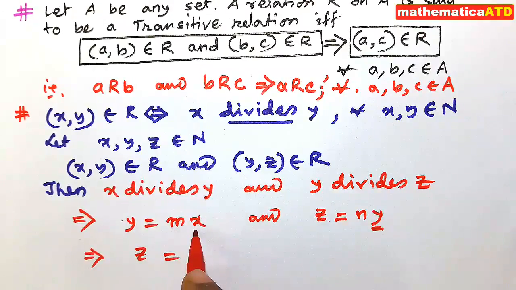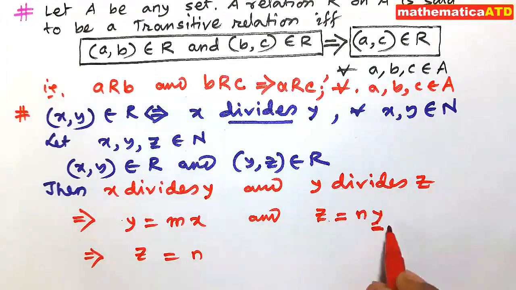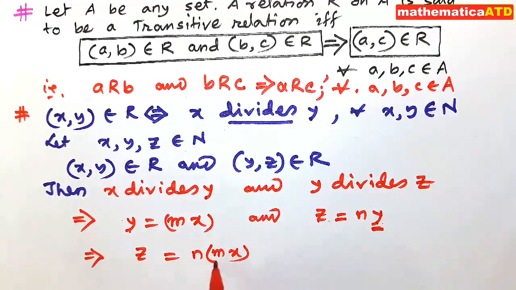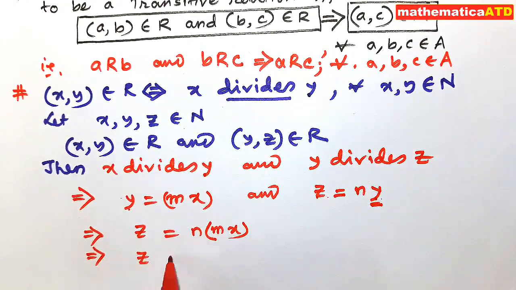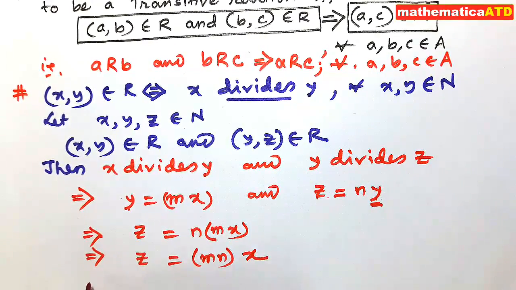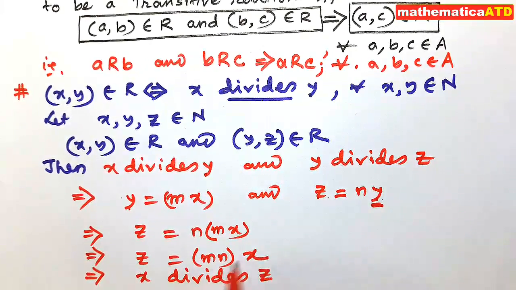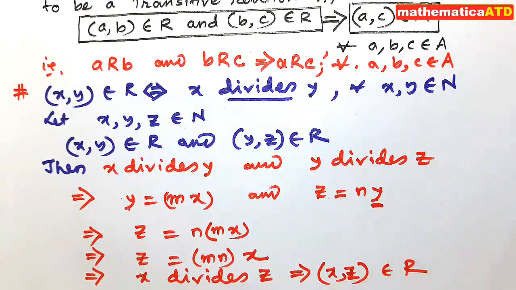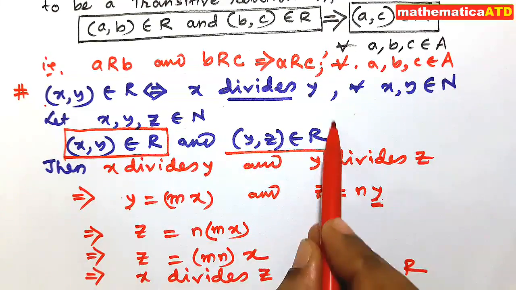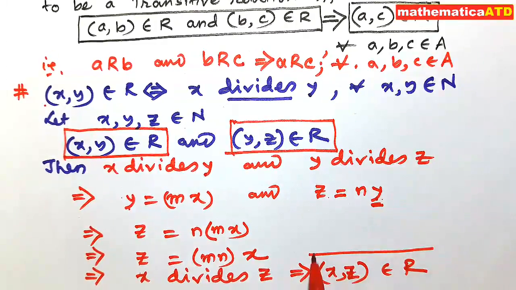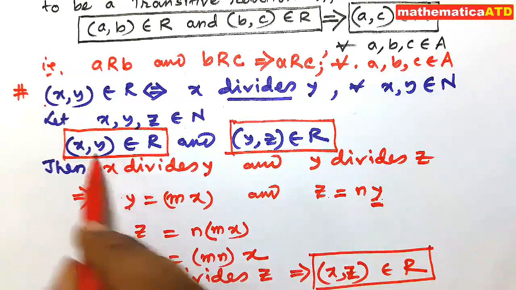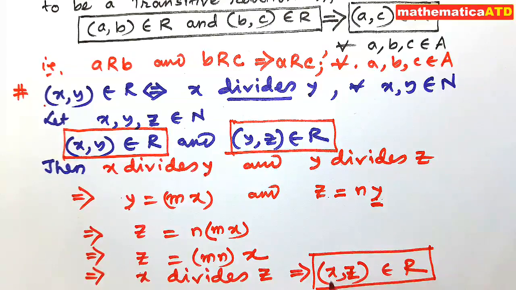So y is equal to mx, and z is equal to n times y. In place of y we write mx. So that means z is equal to m times n times x. It implies that x divides z. It implies that the ordered pair (x, z) belongs to R. So what we considered earlier? We considered (x, y) belongs to R and (y, z) belongs to R. Now we found that (x, z) belongs to R. That is, x is related to y and y is related to z, and now we find that x is related to z. So this relation R is a transitive relation on N.